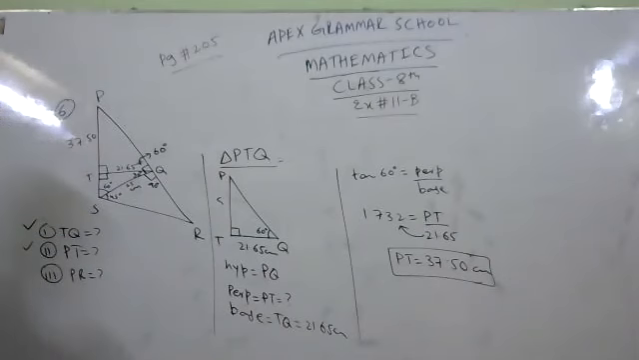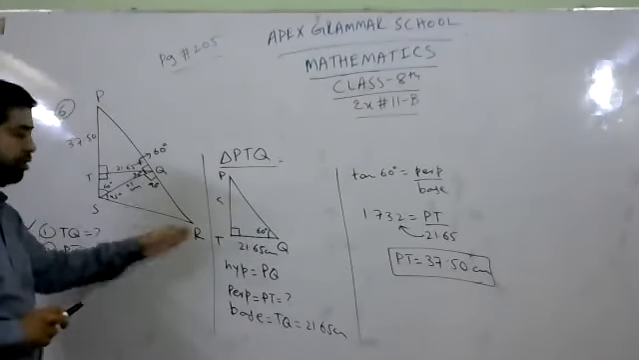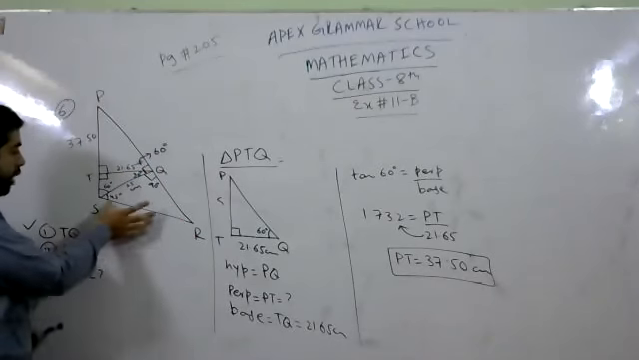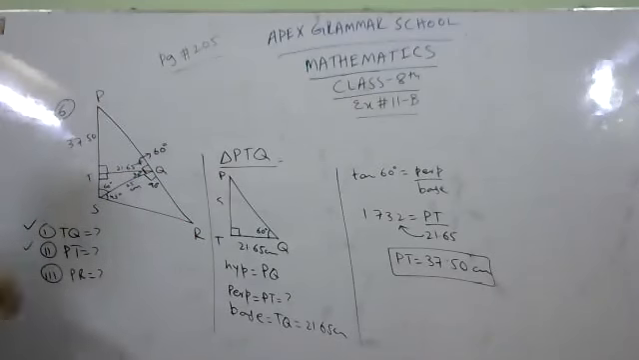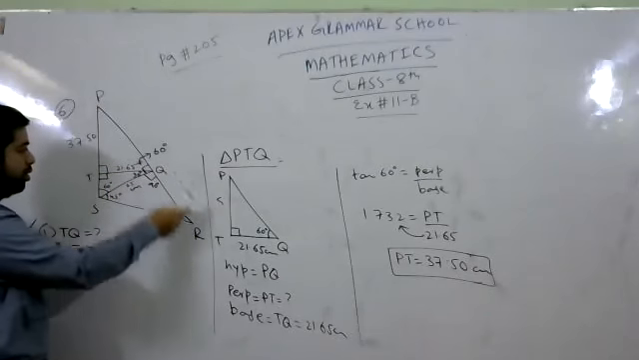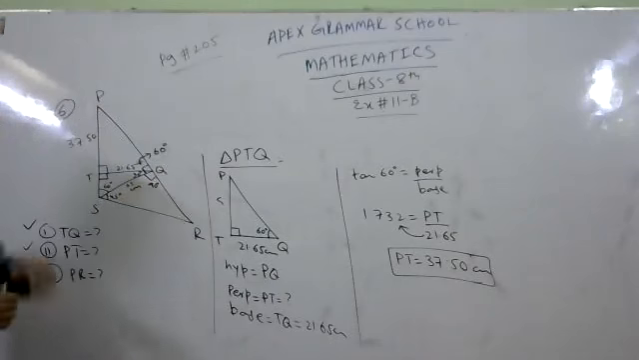Okay. Now the last side is PR. Where is PR? This is P and this is R. This is within this triangle PR. This is also within this triangle SQR. So we need to first find the value of PQ and then QR.